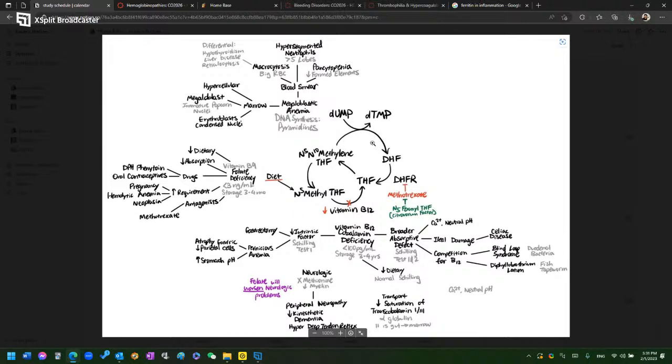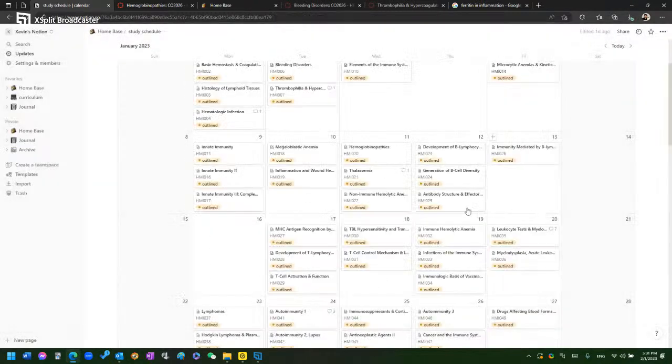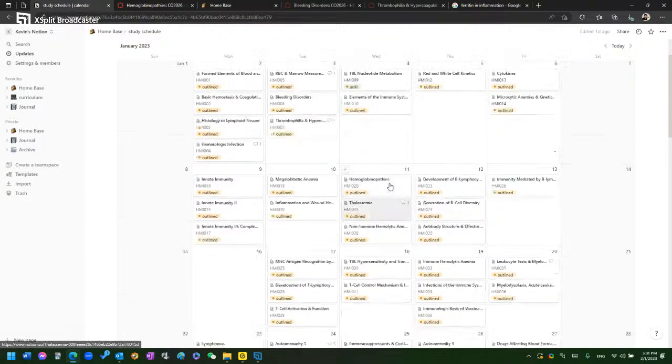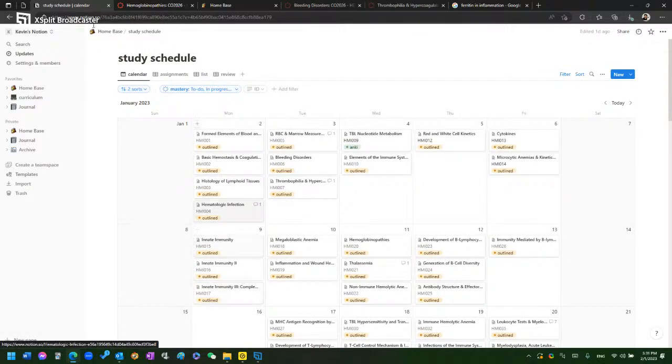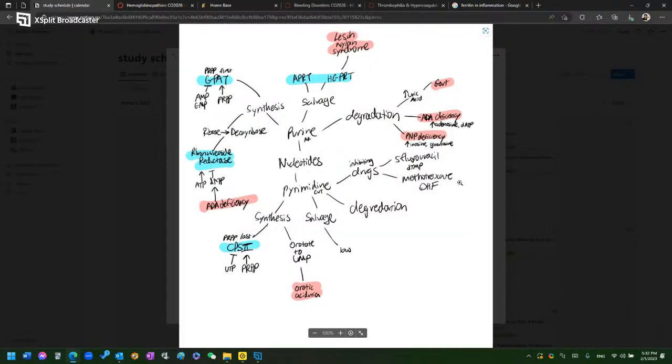So we have to look here at the creation of DNA nucleotides. I guess the best way to approach megaloblastic anemia is to first start with our nucleotide metabolism real quick. Nucleotide metabolism. It's not the best work that I've done right here, but essentially we're trying to create nucleotides.